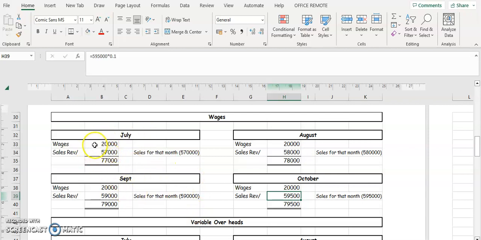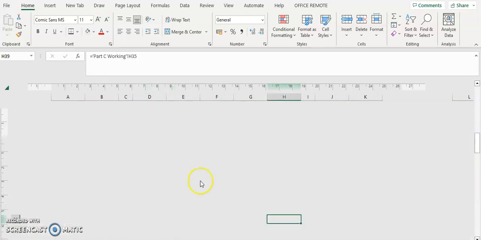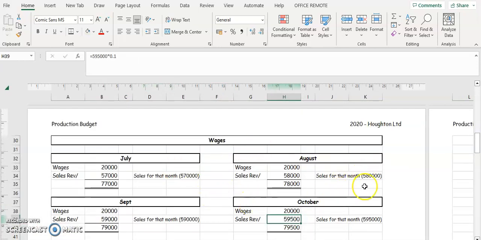So just taking your figures, multiply by 10%, and then we're going to add the two of them together. You're going to add your wage and your commission together to get the total amount for July. So 20,000 plus 57,000 for July. August, 20,000 plus 58,000. September, 20,000 plus 59,000. October, 20,000 plus 59,500. And they're your figures then that go into your budget along here. So these are our figures added in. Remember, there's a working for it. The working is there. Pause it if you need.